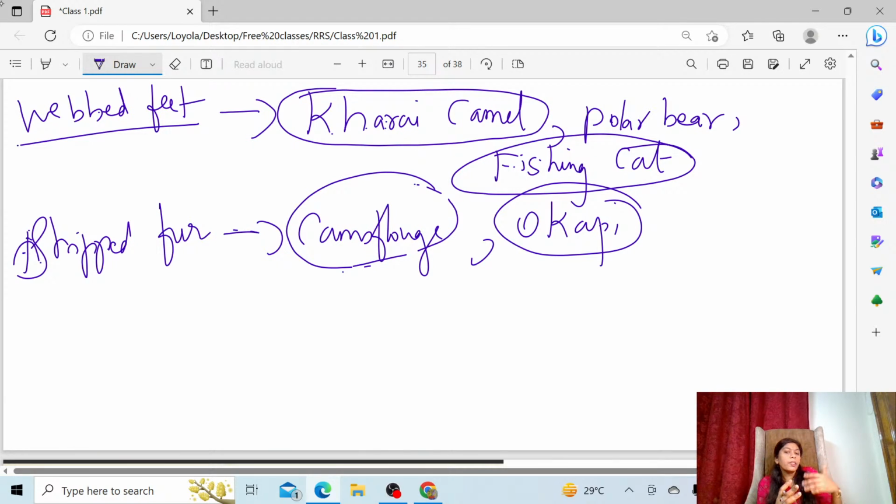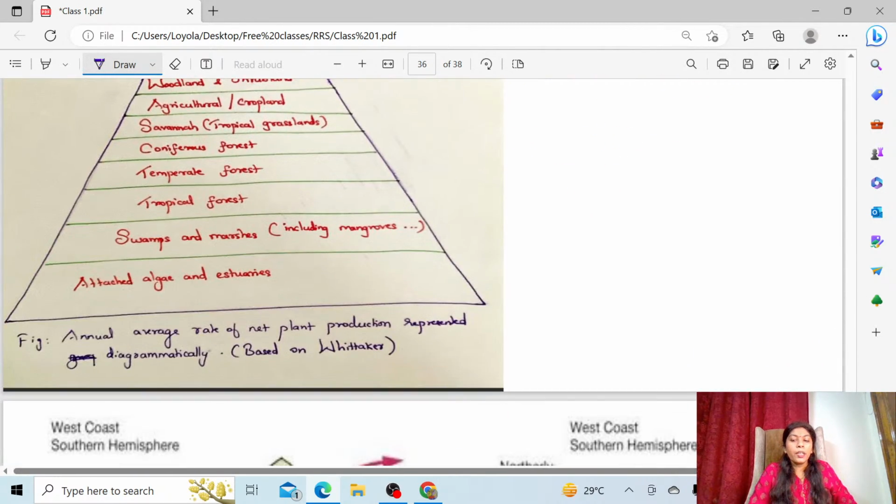Additionally, you can know with respect to the organism, some part of the organism is modified in order to help it run away from a predator, or to hunt for prey, or to survive in the environment. So this way we have completed adaptation also. Now what we will do is move to the next topic, that is productivity.